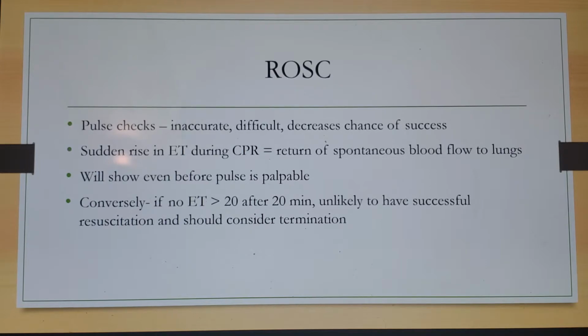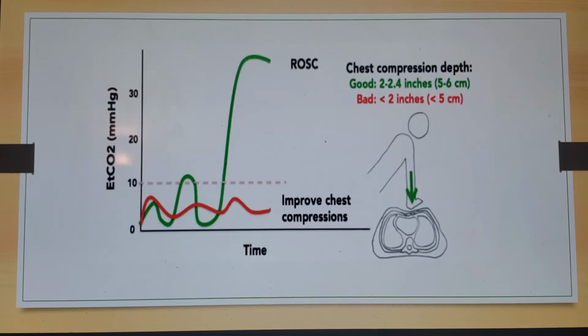So on the other side, it's also important because if your end-tidal CO2 has never gotten over 20 after 20 minutes, the statistics are really dismal on the chances of having any kind of neurologically intact survival. And that's a good time to start considering termination. So again, it gives you a hard, fast number to help you determine when you should stop. And so this is kind of what happens in your CPR end-tidal CO2s. The first red line is showing CPR, and basically you get this waveform here that never gets over 10.